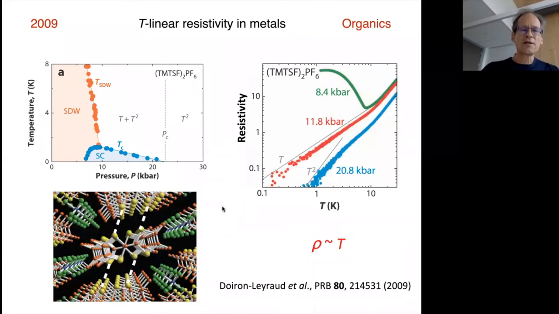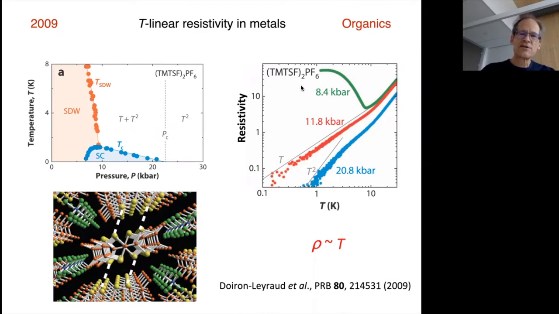Let me give you an example from another family of materials, the organics. These are quasi-1D organic conductors. Claude Bourbonnais here in Sherbrooke is one of the world-leading theorists in this subject. I would say this is actually an archetype of a superconductor derived from a magnetic quantum critical point.